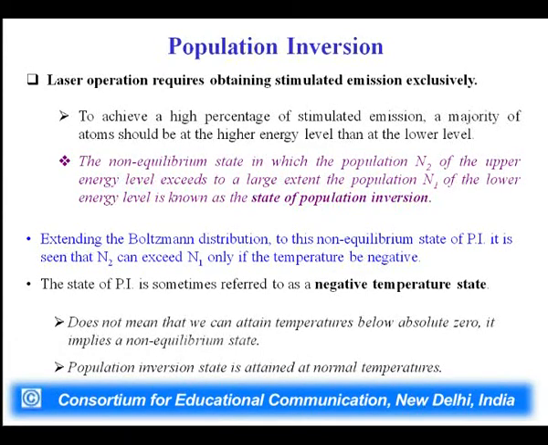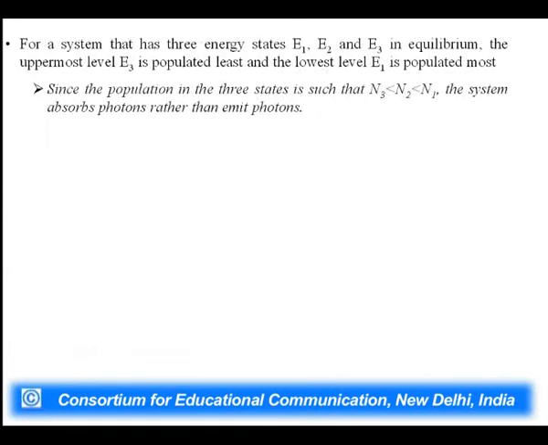Extending the Boltzmann distribution to this non-equilibrium state of population inversion, it is seen that N2 can exceed N1 only if the temperature is negative. Now, here is the concept of negative temperature. The state of population inversion is sometimes referred to as a negative temperature state. This does not mean that we can attain a temperature below absolute zero. It implies a non-equilibrium state. Negative temperatures are defined only for the non-equilibrium state. Population inversion state is attained at normal temperatures also.